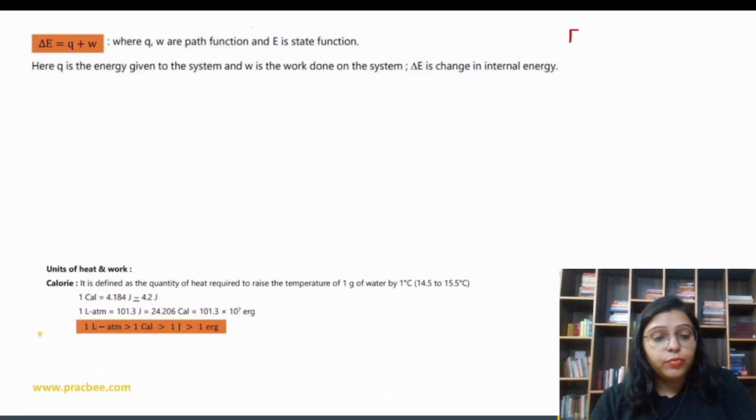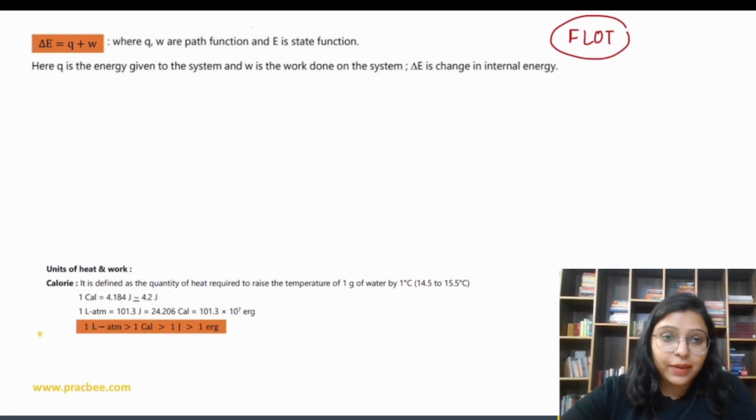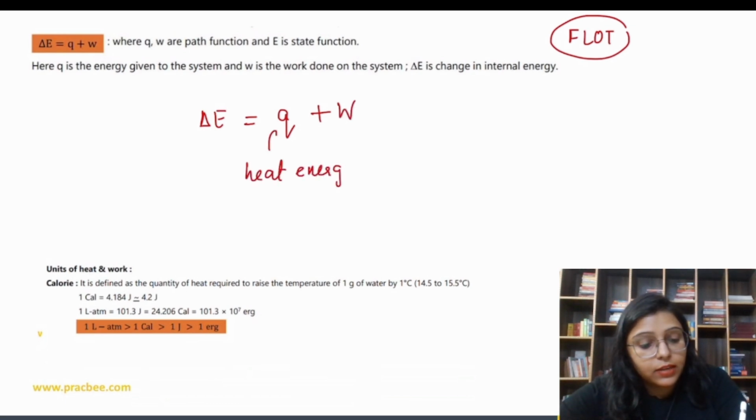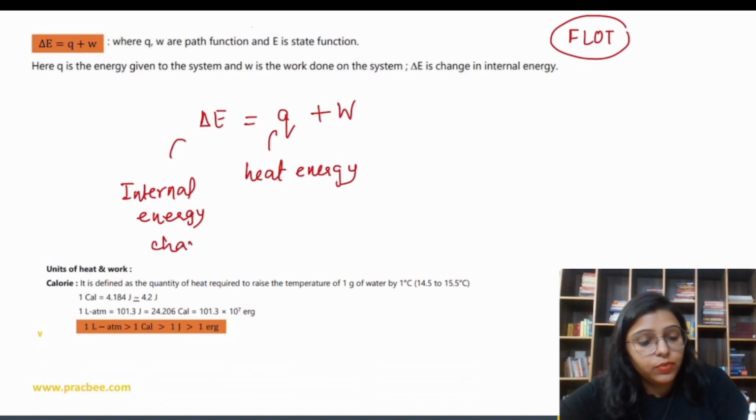Then we have the mathematical form of the first law of thermodynamics. The first law of thermodynamics states that the energy of an isolated system is going to be constant, and the mathematical form is internal energy change is equal to Q plus W, right? Where Q is the heat energy, delta E is the internal energy change, and W is the work done.